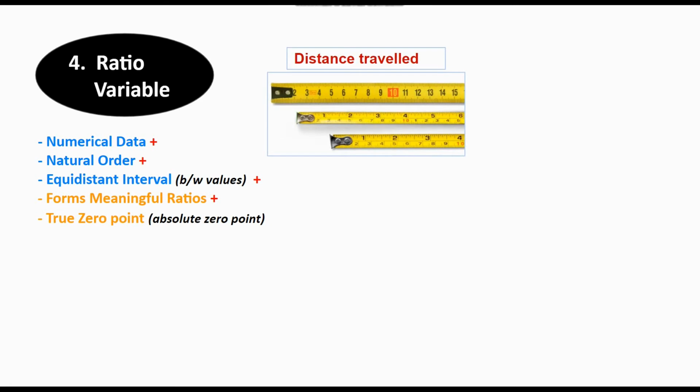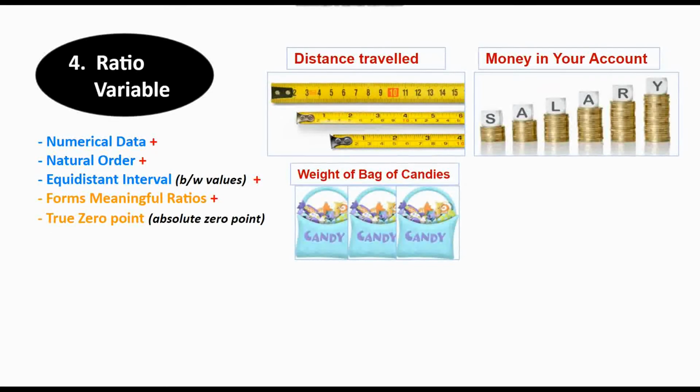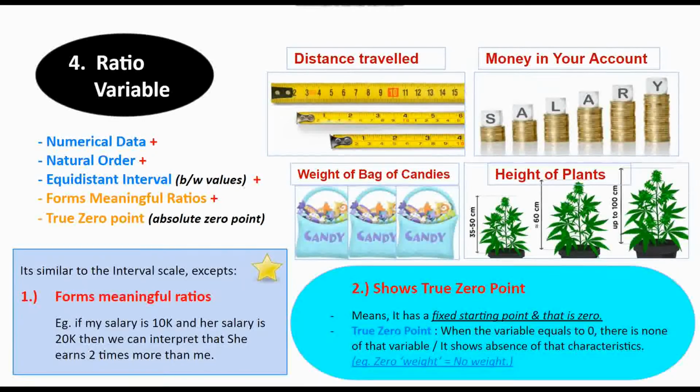First, let's see examples of a ratio variable. It could be distance traveled between two cities, or salary in your account, or the weight of a bag of candies, or the height of a plant. Now let's understand this feature, true 0 point or absolute 0 point. A ratio variable shows a true 0 point. It means that it has a fixed starting point, and that is 0. So when a variable equals 0, it means there is none of that variable. It shows complete absence of that feature or characteristic. For example, zero weight means no weight.